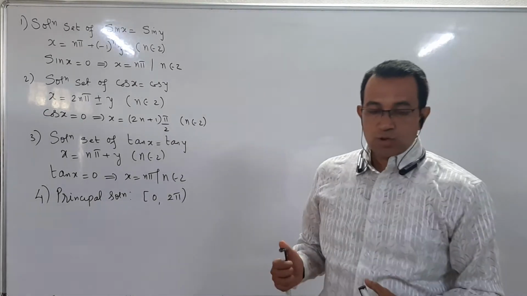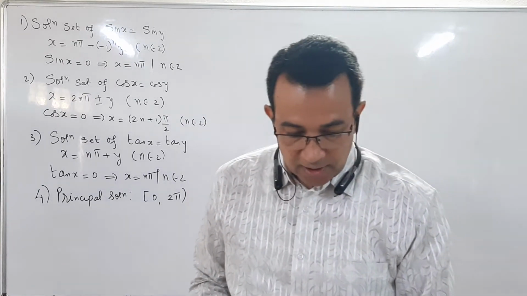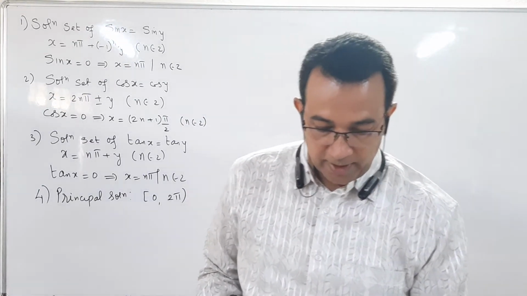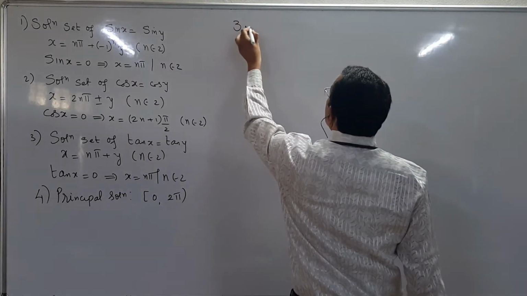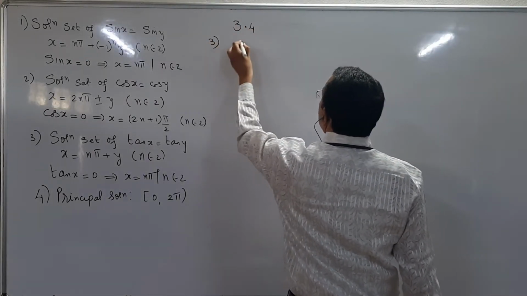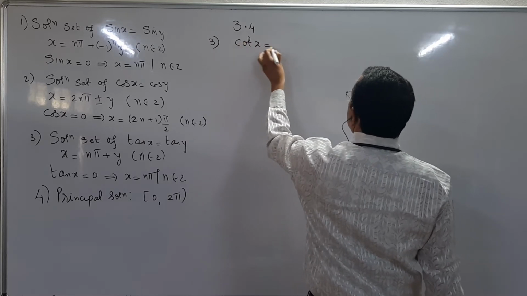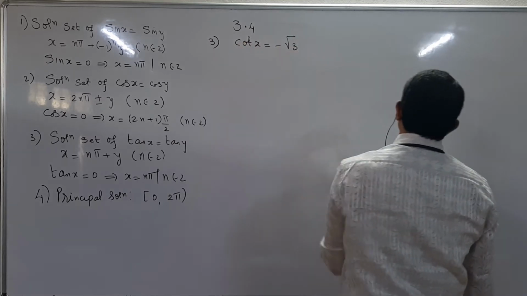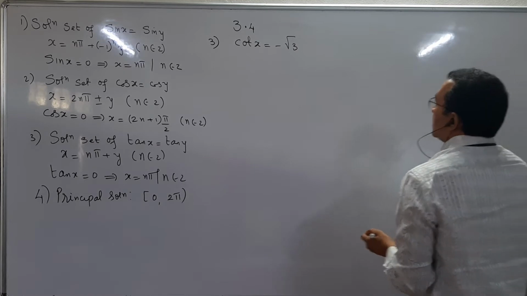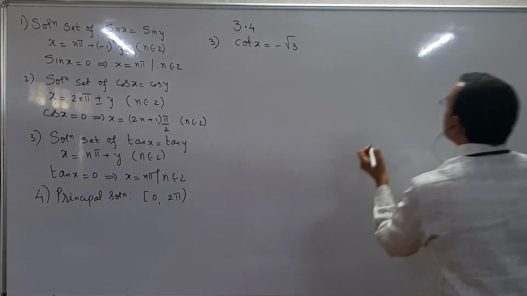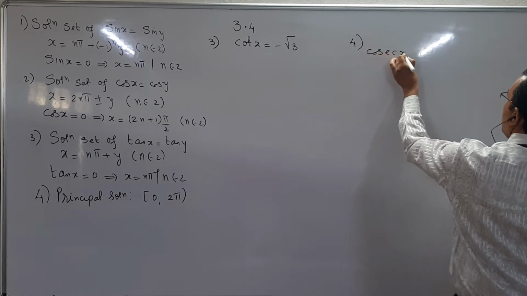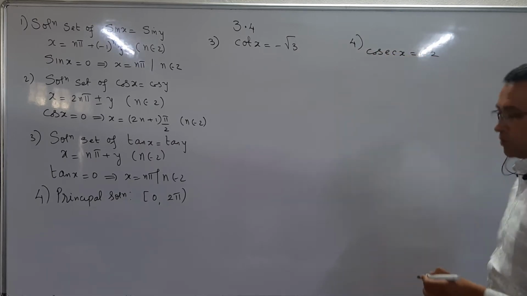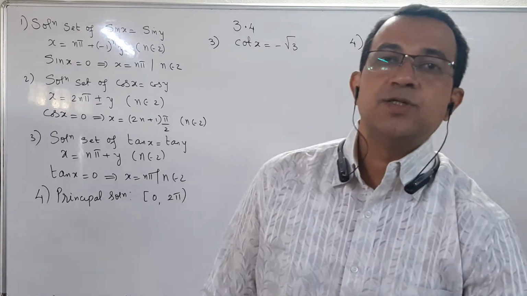Now, today we are going to start from the third sum of Exercise 3.4, which is cot x is equal to minus root 3. And then we are going to discuss the fourth sum, where we have cosec x is equal to minus 2.